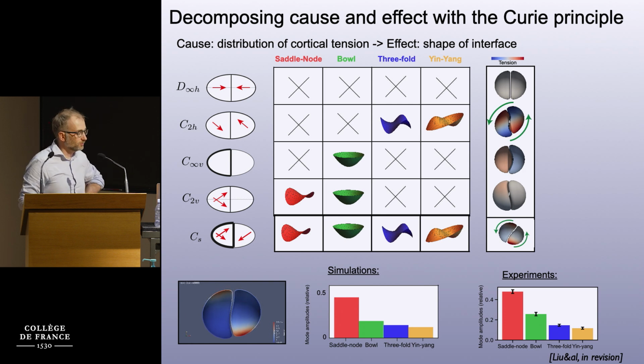And this is a proof of principle of simulation where we integrated myosin distribution combining these different modes to generate a simulation which has the same decomposition as in the experiment.